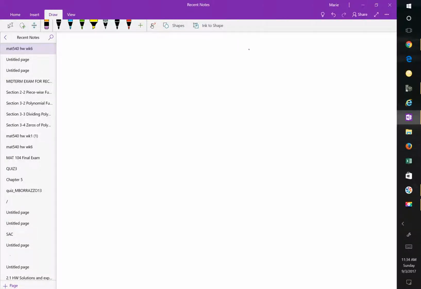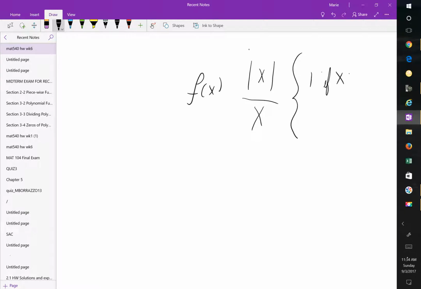Okay, so the absolute value of x over x, and then they give you a piecewise function. So f of x is equal to this function, and they're telling you specifically that this is a piecewise, and they're telling you 1 if x is greater than 0, -1 if x is less than 0.